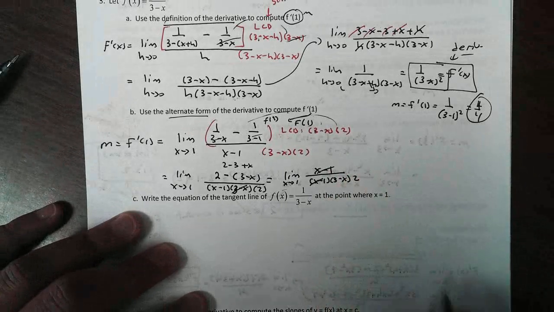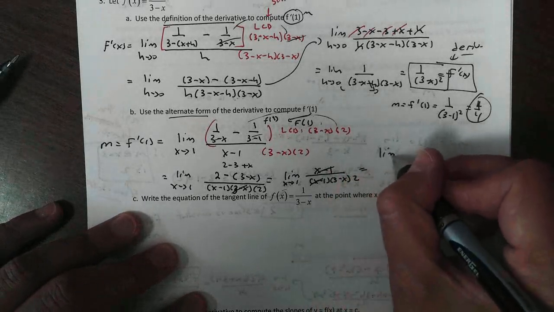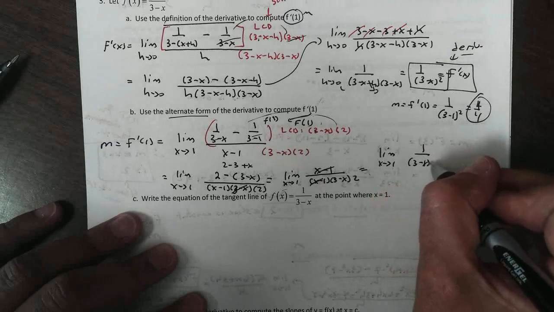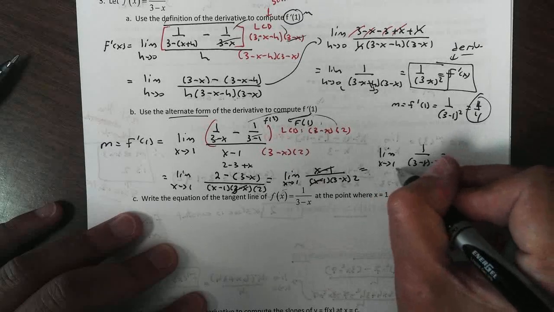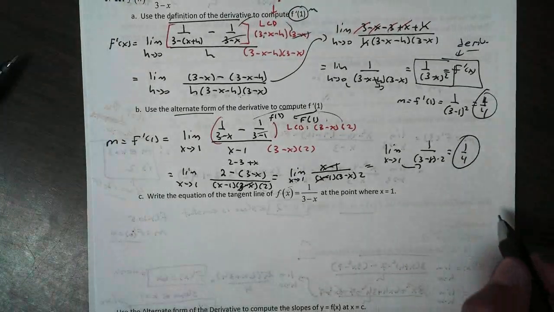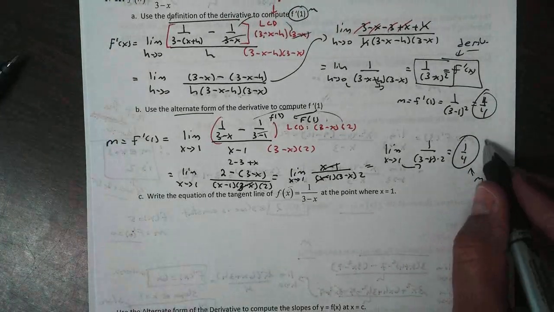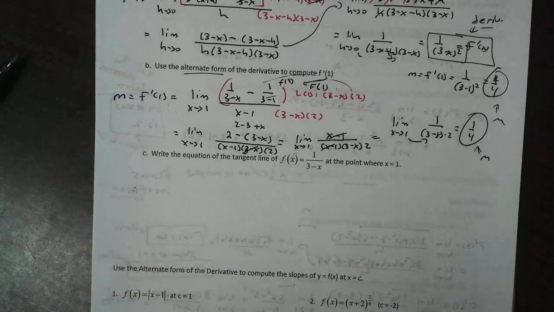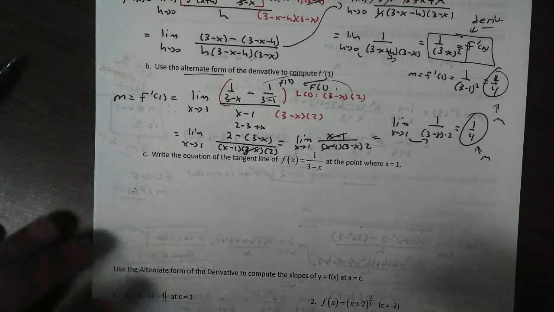And the x minus 1's cancel. And we get the limit as x approaches 1 of 1 over 3 minus x times 2. And if you plug in the 1, we do get 1/4 again. There's the actual slope itself. Just right there, right? They're the same. Which one do you use? It's really up to you on a test or quiz. I might specify use one or the other, but really up to you.